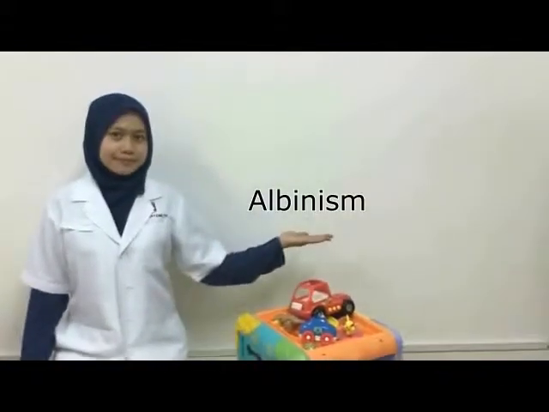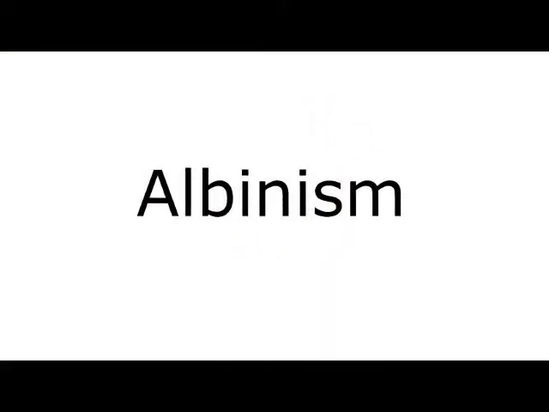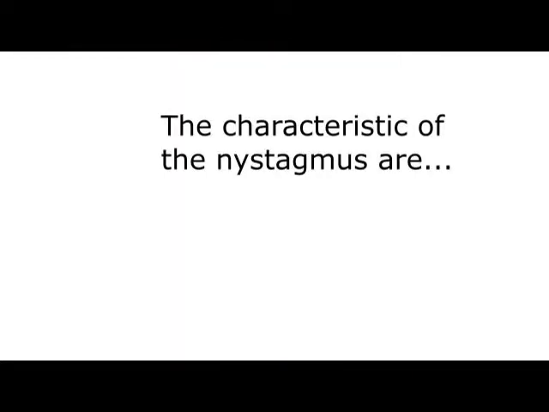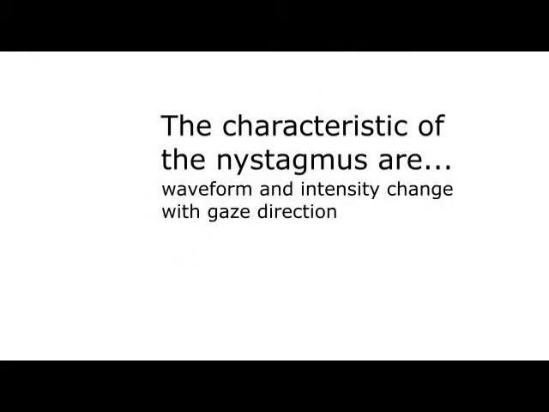Another two differential diagnoses are albinism and latent manifest nystagmus. Nystagmus in albinism shows many similarities to what can be observed in idiopathic nystagmus syndrome. The characteristics of the nystagmus are bilateral, conjugate, horizontal, waveform showing accelerating slow phase, waveform and intensity changing with the gaze direction. The characteristics of manifest latent nystagmus are horizontal, jerk, bilateral, dampened with adduction.